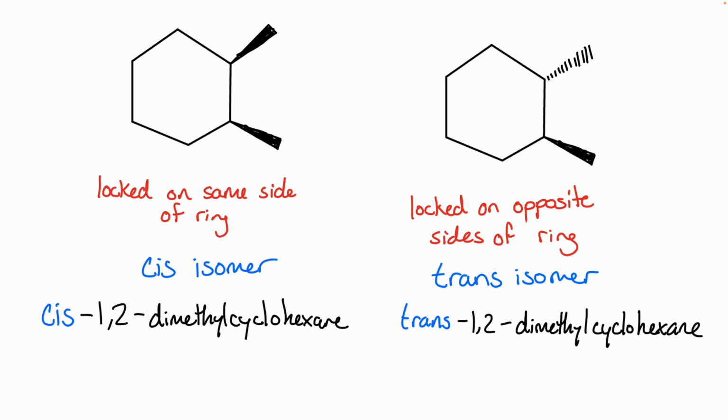All right, so with ring structures, because of that ring, we're limited in our rotation about those single bonds. So we can either have groups that are trapped on the same side of that ring, either both in wedges as I drew here, or you could have them both on dashed bonds. That would also be the cis structure. Or they could be locked on opposite sides of the ring. Those would be the trans isomer. We build that stereochemistry into the name by putting it out front.